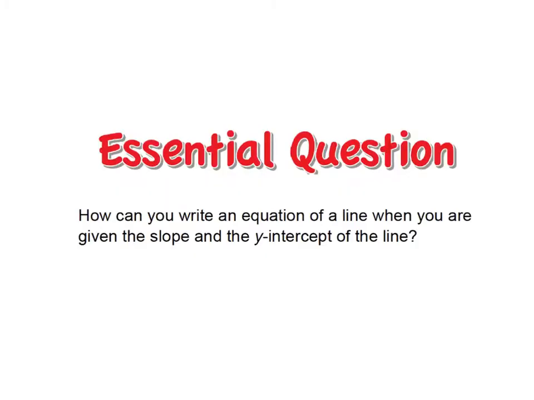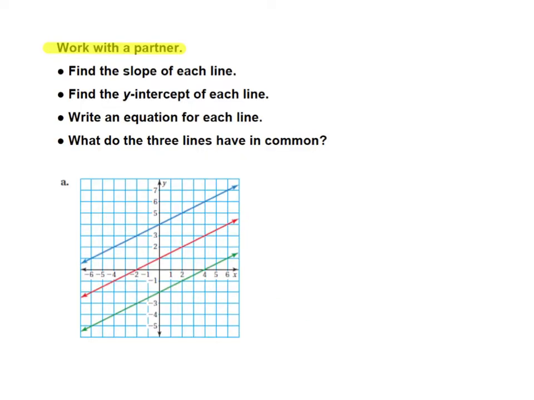So how can you write an equation of a line when you're given the slope and the y-intercept? Well, slope is m, y-intercept is b, and you plug them into your equation. So it says work with a partner. We're going to do it all together. You're going to find the slope of each line, find the y-intercept of each line, and then write an equation for each line, and then we're going to find out what they all have in common.